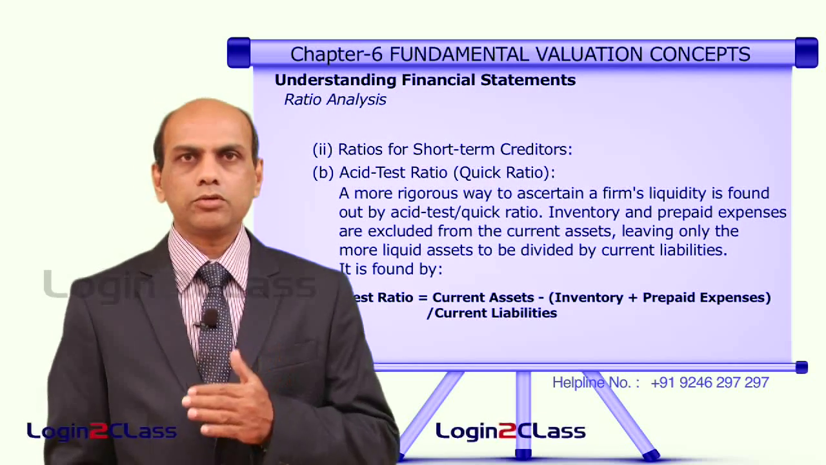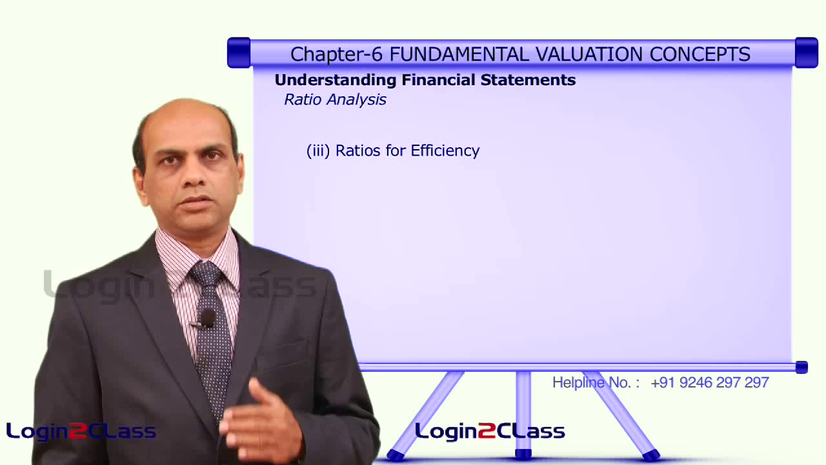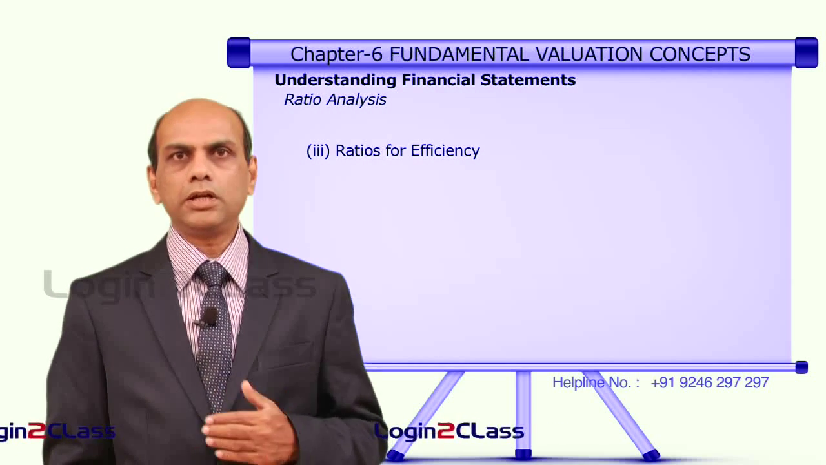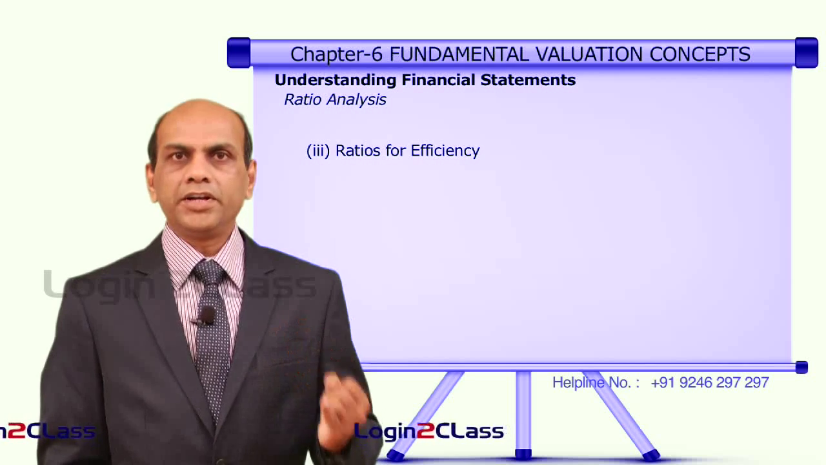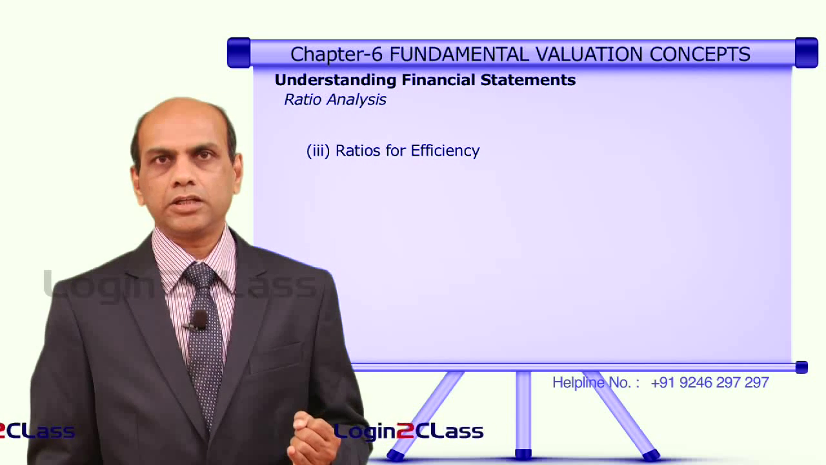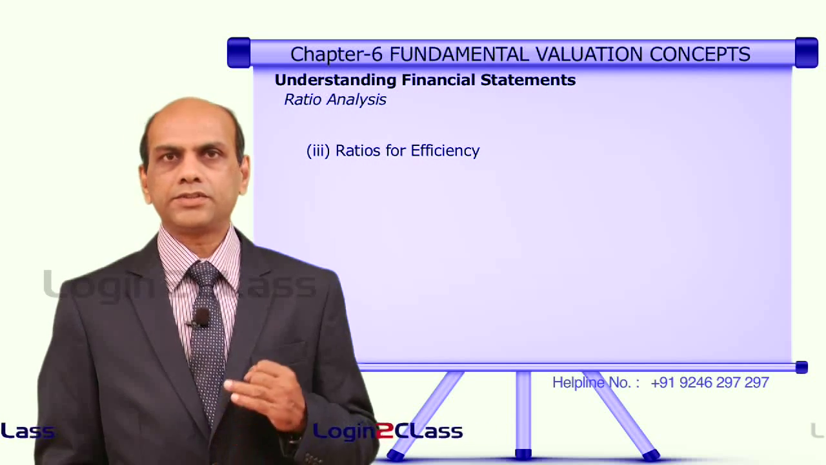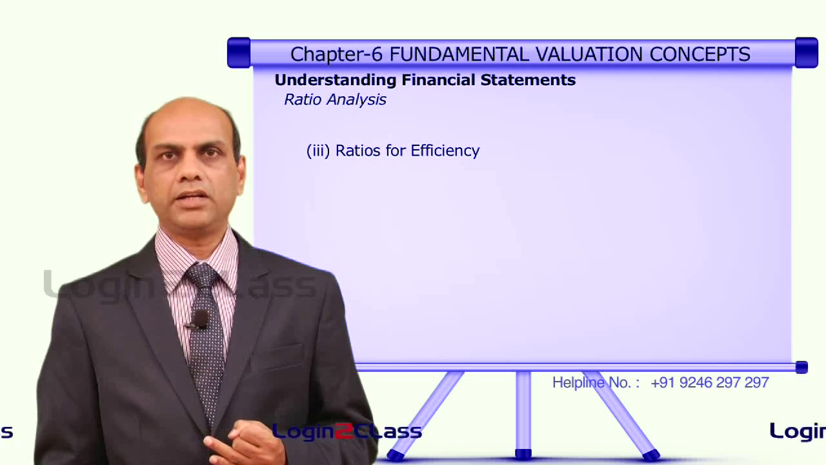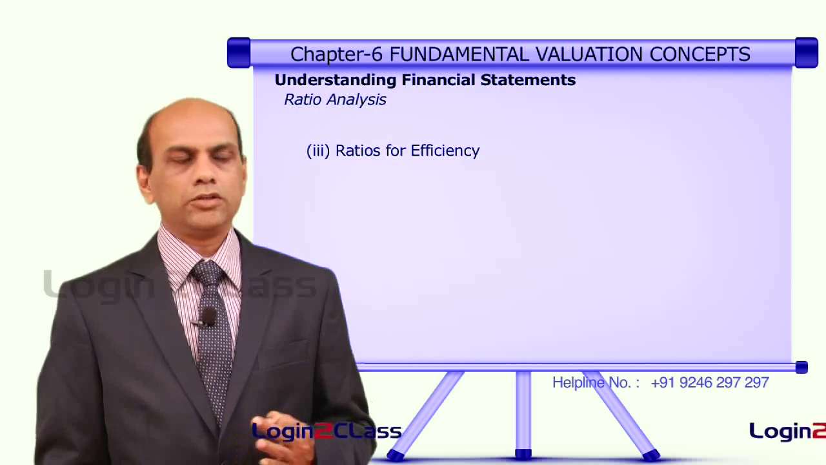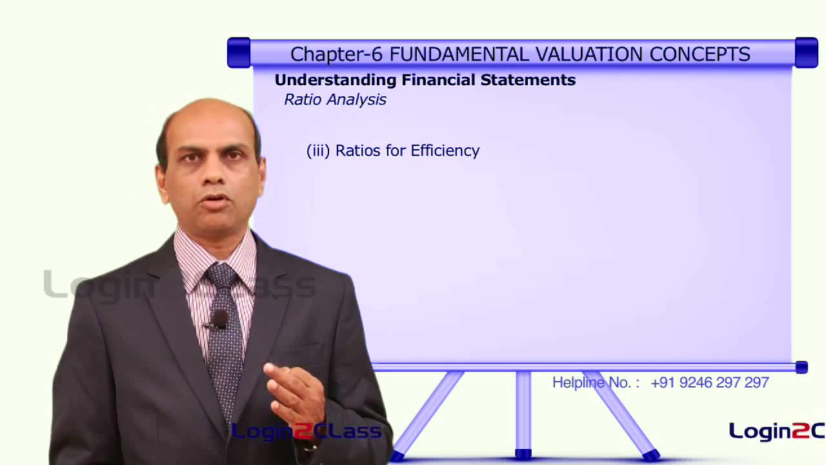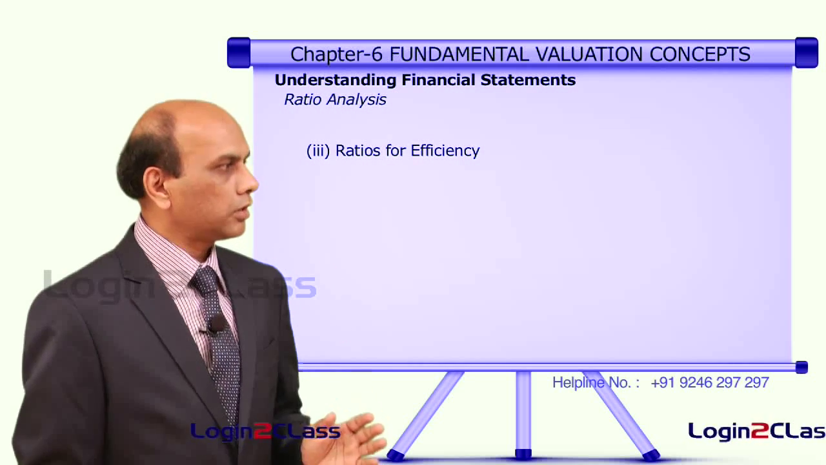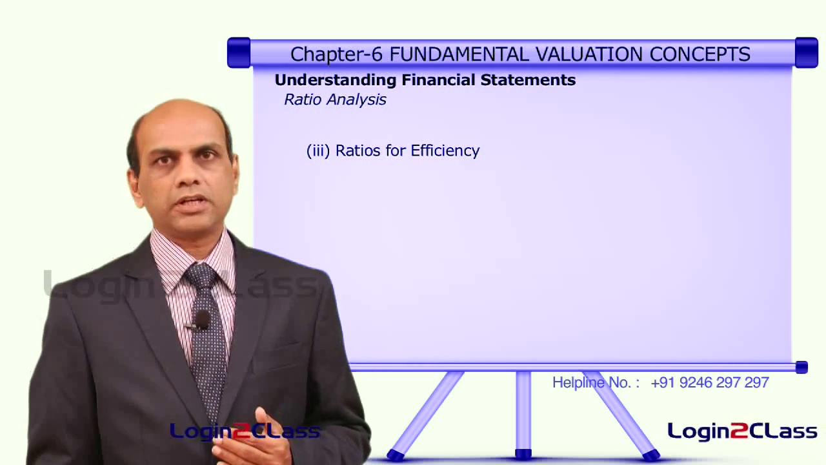Now, coming to the third segment, that is ratios for efficiency. Till now we have seen return for shareholders category of ratios. We have seen ratios for short term creditors. Now finally we are trying to see the ratios of efficiency of the company. So in this ratios for efficiency, what are the various ratios which are calculated?